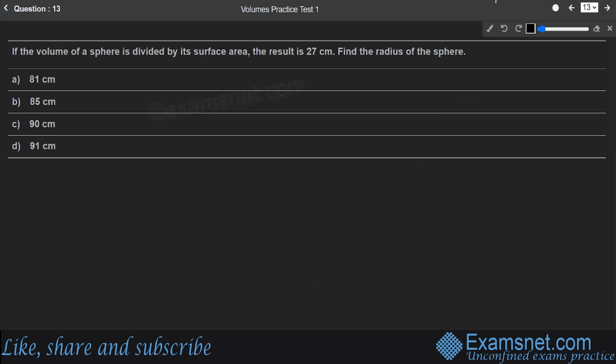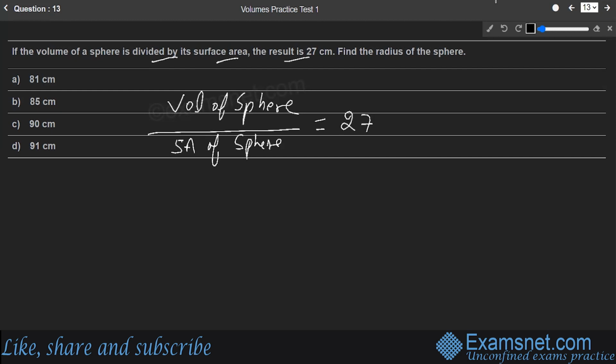Now he says if the volume of a sphere is divided by its surface area, the result is 27. So what he's saying is volume of the sphere divided by surface area of the sphere, he says the result is 27. So we have to know the formula of volume and surface area.